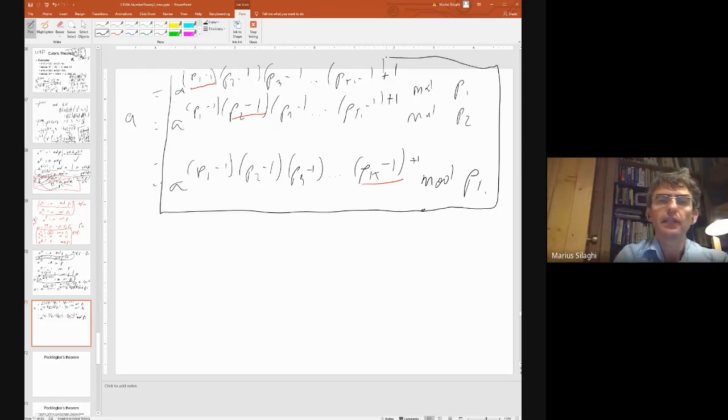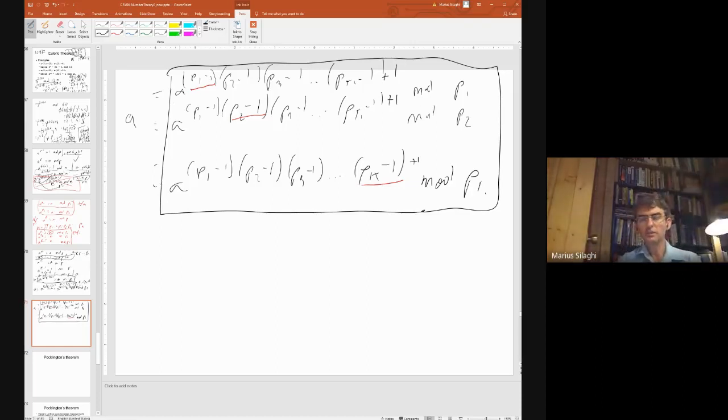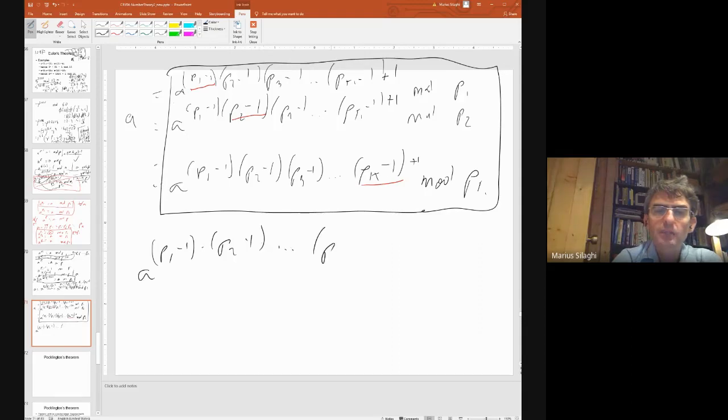So then from the Chinese remainder theorem, we saw this number over here, A to the power P1 minus 1 times P2 minus 1 times Pk minus 1, plus 1, mod each Pi, okay? Mod P1, mod P2, mod P3, they are all equal to A. So what is the Chinese remainder theorem saying? That there exists a unique number.